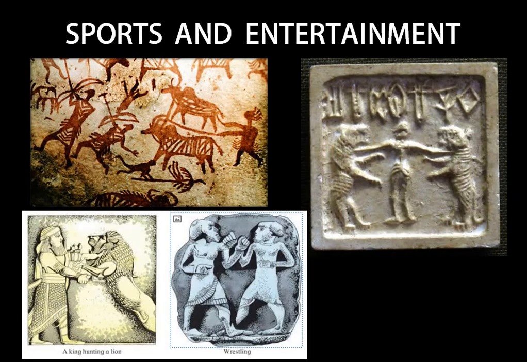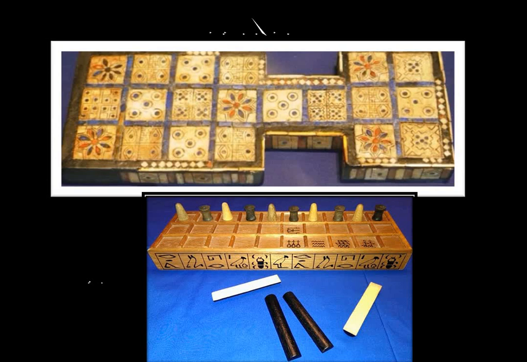Now let us know about sports and entertainment. There were a variety of sports and means of entertainment in the ancient civilizations. Hunting and wrestling were the important ones. Games played with the help of game boards and gamesmen were also popular. In ancient Egypt, people played a game that was similar to chess. This game was played with a game board and gamesmen. It was known as Senet.